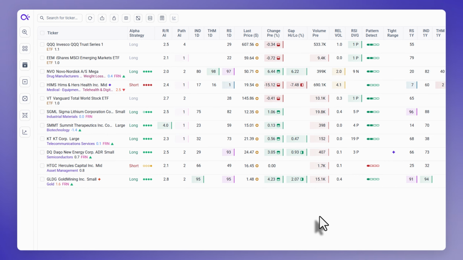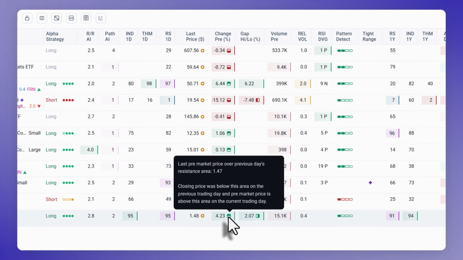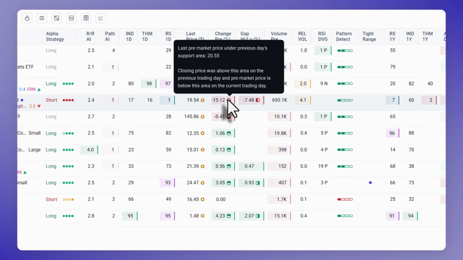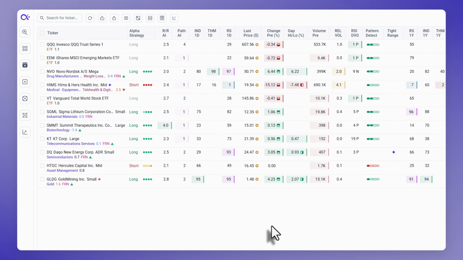Both metrics can show a special icon. Because MarketAlpha doesn't just detect gaps. It also checks whether the open will be above yesterday's resistance or below yesterday's support. A green icon means the gap is opening above the previous day's resistance.